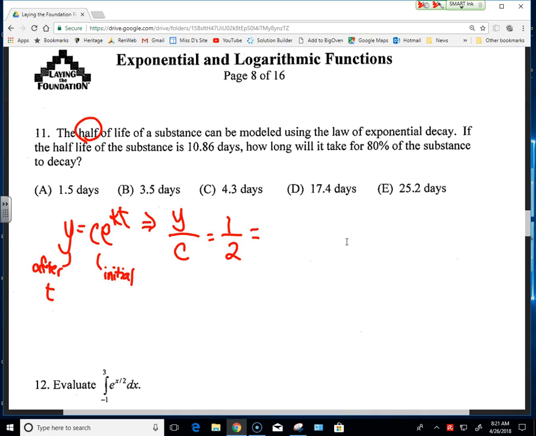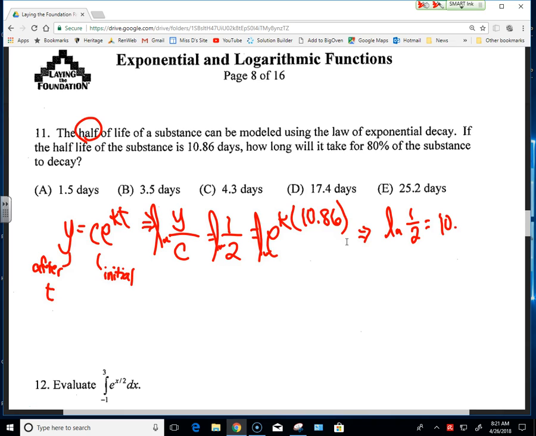And if I divide by the c, what's left? Just e to the kt. And t is my time, which is 10.86 days. If I solve this with some pretty simple algebra, taking ln of both sides, I would end up with ln of 1/2 is equal to 10.86 k. So k is equal to ln of 1/2 all over 10.86.